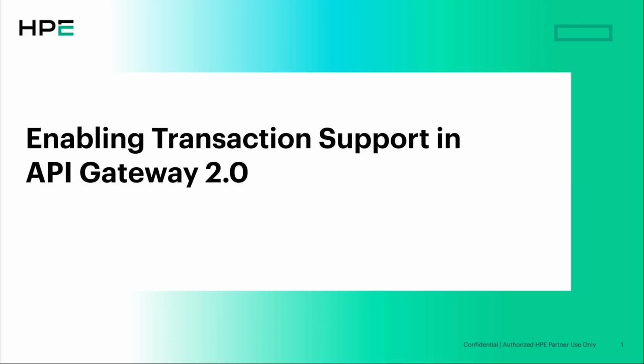Hi, welcome. In this video, we'll see how to enable transaction support in API Gateway 2.0, specifically when working with backend Nonstop services. Before we dive in, here's an important point. Whenever API Gateway starts a transaction, it automatically integrates it with Nonstop TMF, the transaction management facility. That means the transaction context flows all the way through to your backend Nonstop services. So whether you commit or roll back, it happens consistently across the entire service chain.